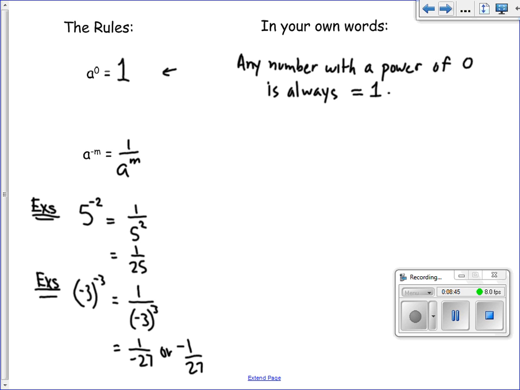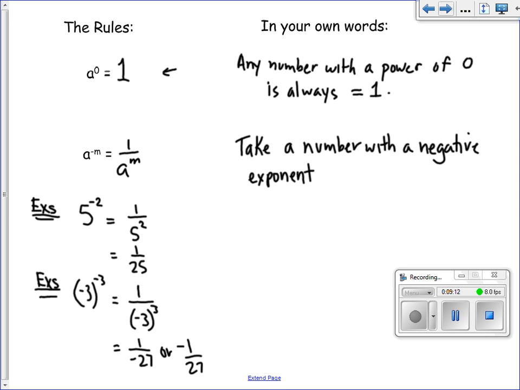At this point, I ask the students to summarize in their own words this rule. Can you do that? I think something that was said was, take a number with a negative exponent and move it to the denominator, or bottom of the fraction, where it will be positive.